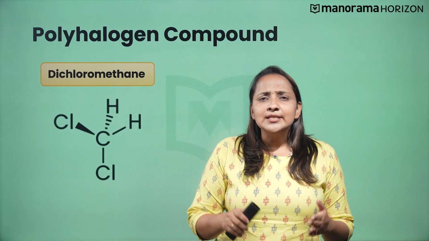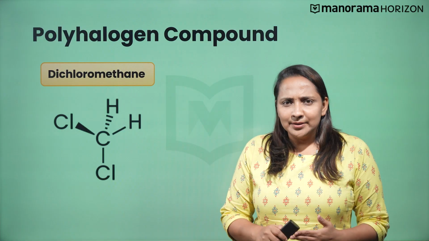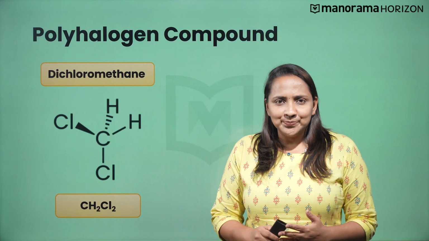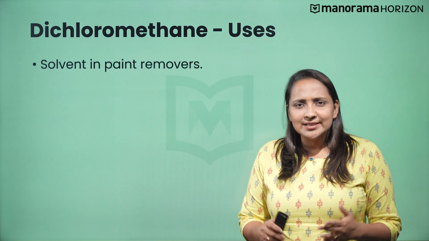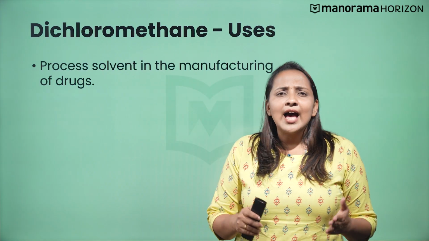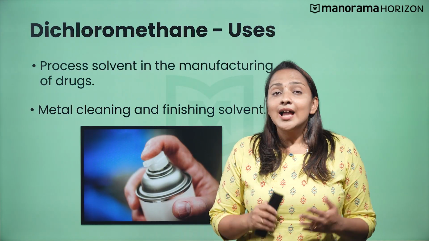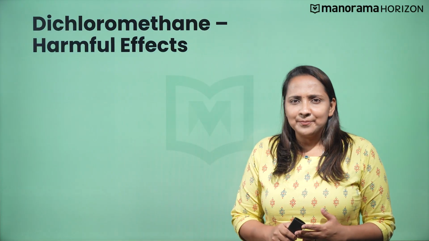The first one is dichloromethane, also called methylene chloride, with chemical formula CH2Cl2. Methylene chloride is used as a solvent in paint removers, propellant in aerosols, and as a process solvent in the manufacturing of drugs, and also as a metal cleaning and finishing solvent. However, there are some disadvantages of this compound as well.